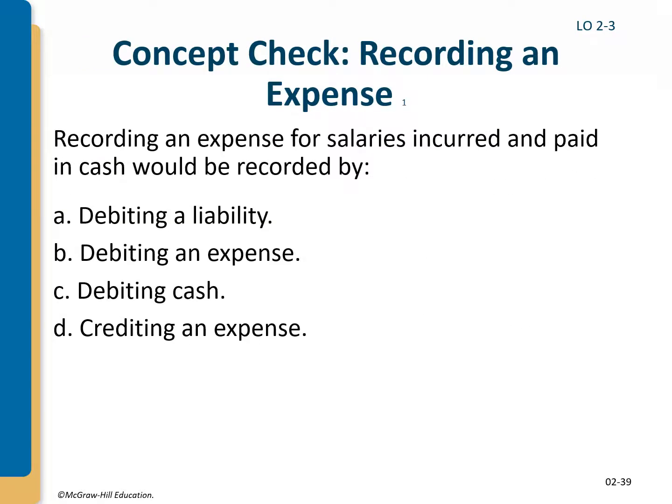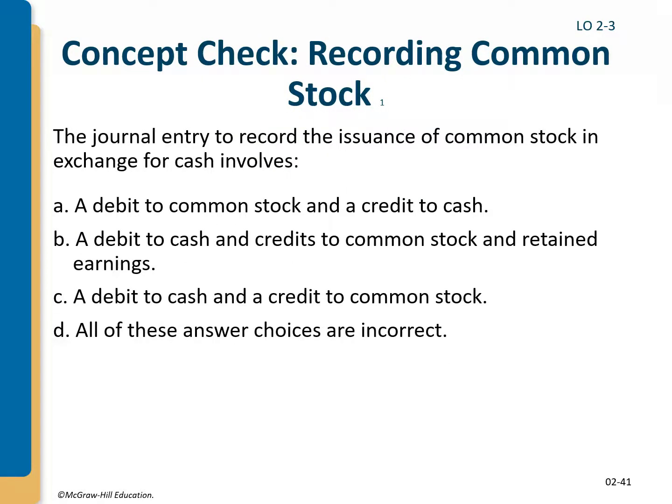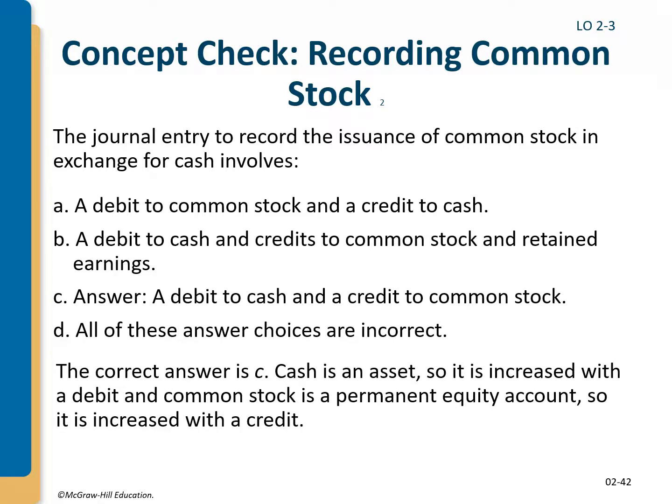So just a quick check. After we recorded all those transactions and reviewed the rules of debits and credits, recording an expense for salaries incurred and paid in cash would be recorded by debiting an expense. The journal entry to record the issuance of common stock in exchange for cash involves a debit to cash and credit to common stock. And there it is. We already went over that, but just a nice review.